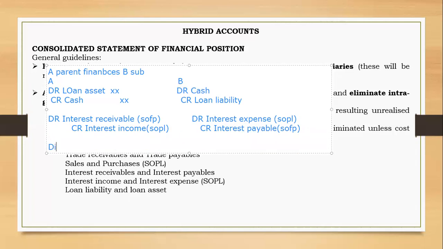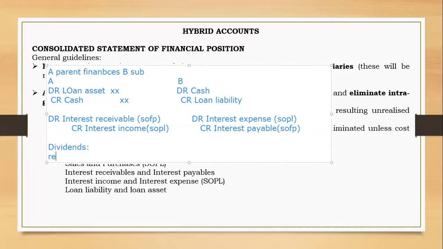Actually, let me give you a glimpse. Dividends. Let's say a subsidiary paid dividends, then the parent would have received the dividends. So if the parent received the dividends, what should the parent do? Just remove those dividends. Dividend is an income, dividend income in the income statement.